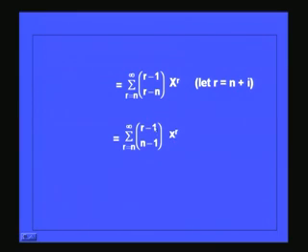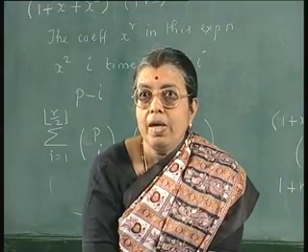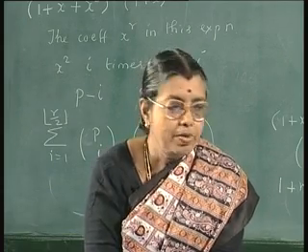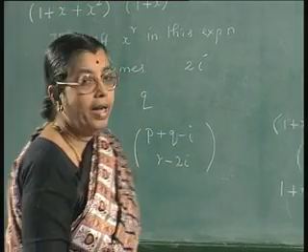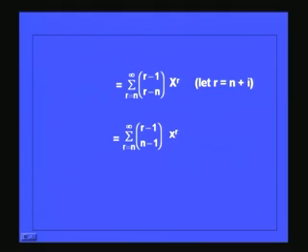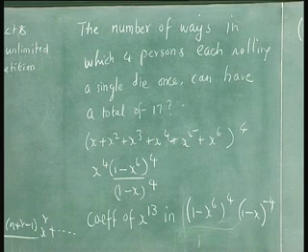What is the number of ways in which 4 persons, each rolling a single die once, can have a total of 17? We have 4 people, each person is rolling a die, and the outcome of each die will be between 1 and 6. What is the number of ways we can have a total of 17 from that? For one person it could be 1 or 2 or 3 or 4 or 5 or 6. So the outcome can be like this. So you have 4 persons.